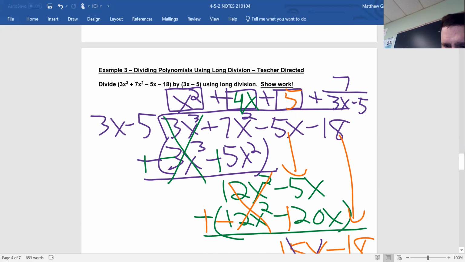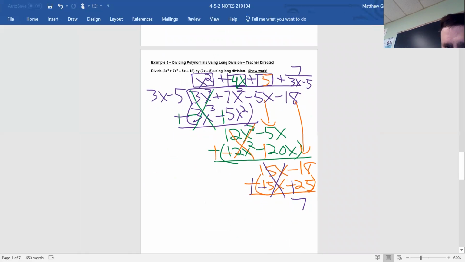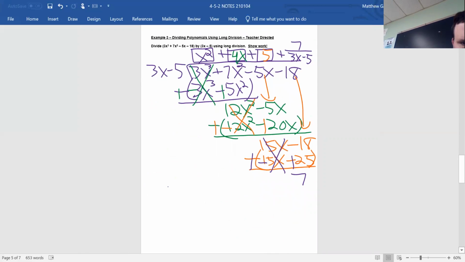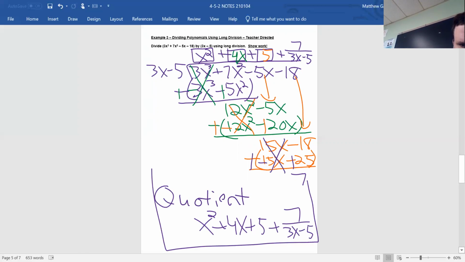Let's write our quotient down where it's a little bit more legible. So our quotient is x squared plus 4x plus 5 plus 7 over 3x minus 5. Everything's positive here. So that's our quotient, our answer to the problem.